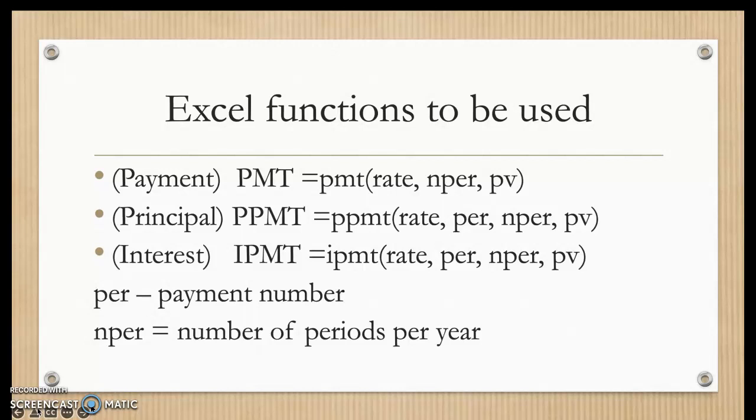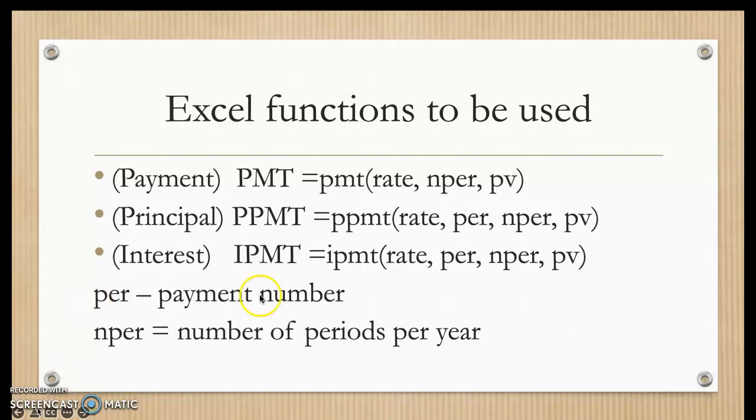First, we're going to need a payment function noted by PMT. We'll need the rate, the number of periods that we're making that, and the present value of the loan. We're also going to need to be able to calculate the principal, which is the PPMT function. Again, the rate, the per, and the NPER. We're going to talk about all of this, but sometimes it's helpful to write this stuff down. We're also going to need the interest payment, the IPMT, the rate, the per, the NPER, and the PV.